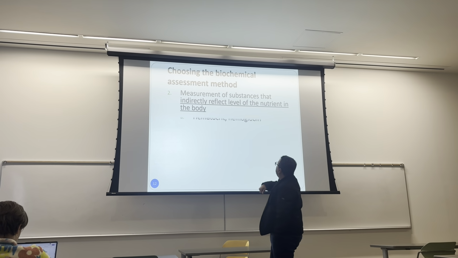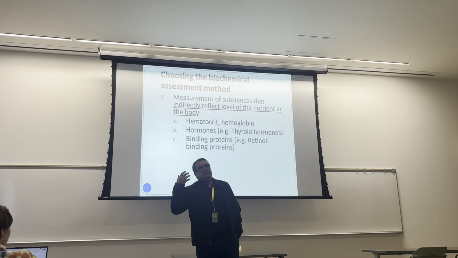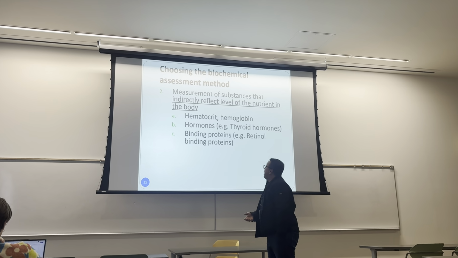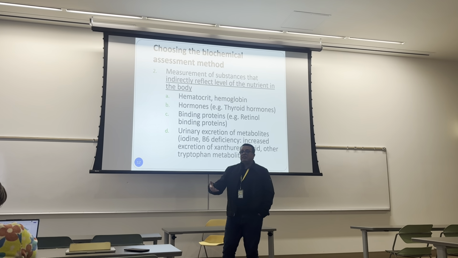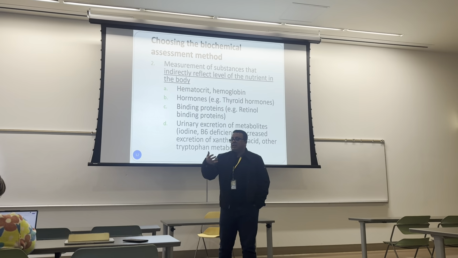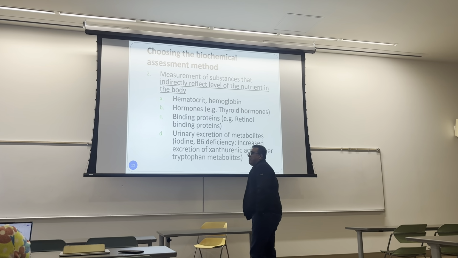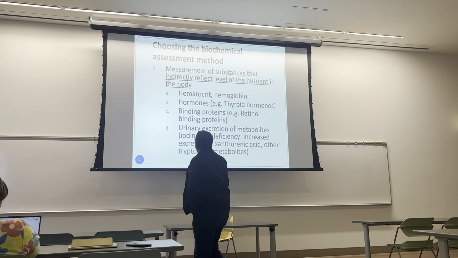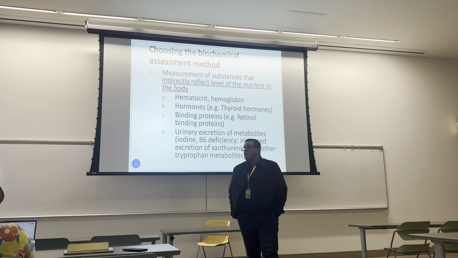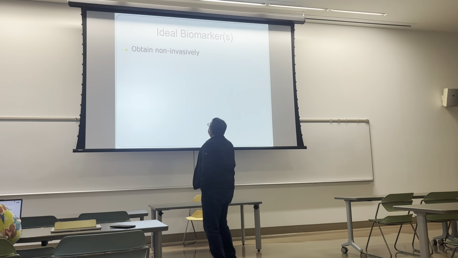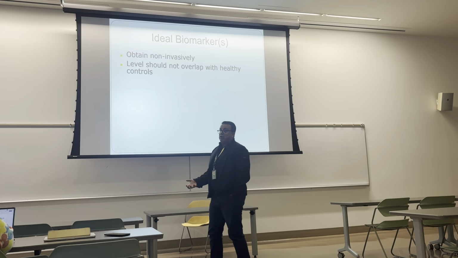For example, the hemoglobin and the hematocrit can give me a picture about the iron or the type of anemia which I am having. Retinol binding protein. See, these are the things which can be measured indirectly or can give an indication about something else. Urinary excretion, for example, calcium urinary excretion, iodine urinary excretion. This also can give a good picture about the iodine or the calcium. Obtained non-invasively. Now here, these are the ideal biomarkers.